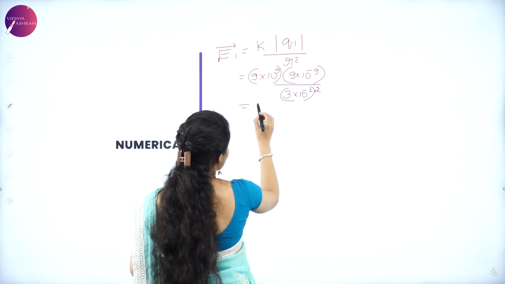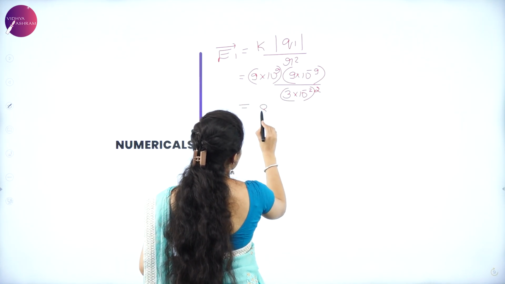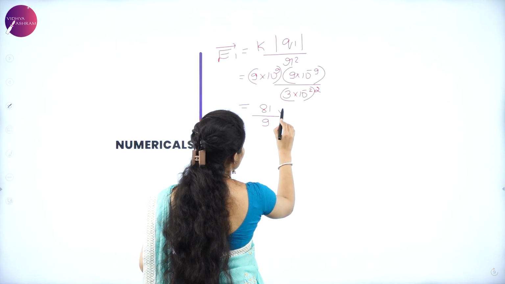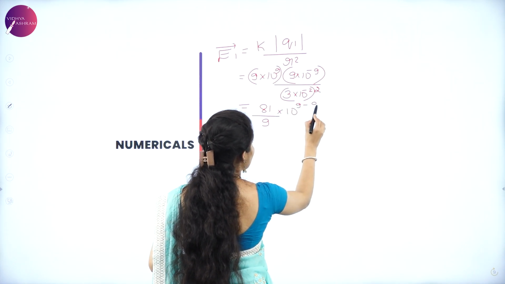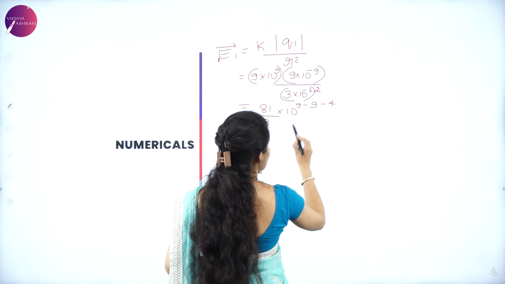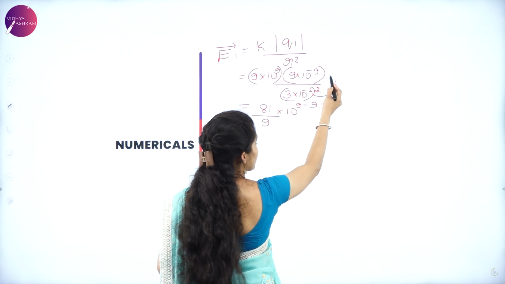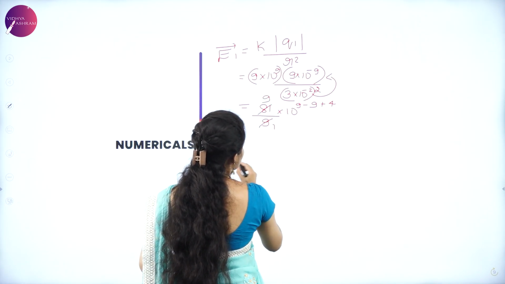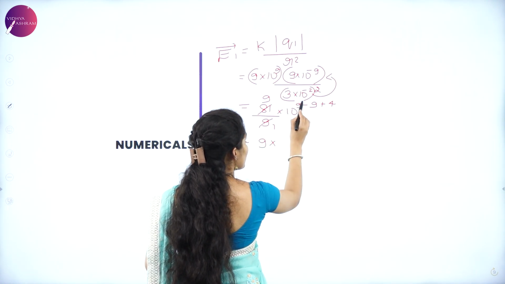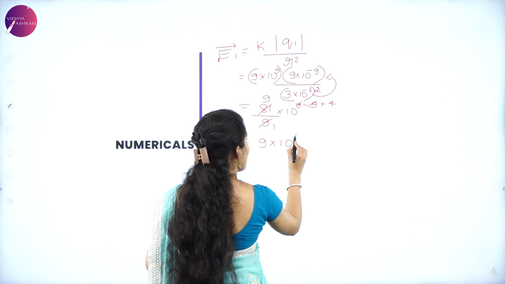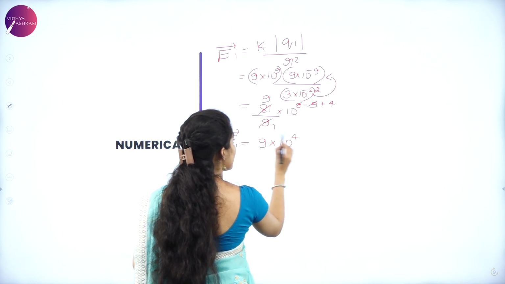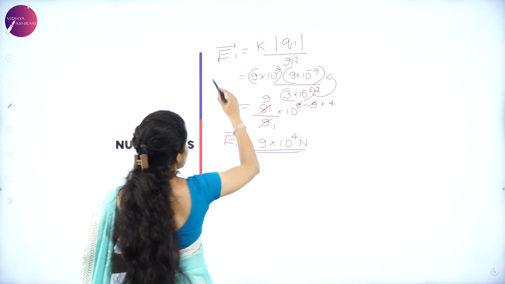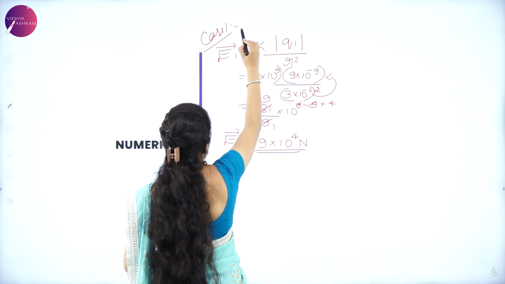So what is the answer? It is 9 into 9, it is 81, divided by 3 twice, it is 9 into 10 to the power of 9 minus 9, and it is minus 4. Here it is minus 4. When it comes to the numerator, it becomes plus 4. So 9 ones are 9, 9 9s are 81. So the 9 cancels with 9, and what remains is 10 to the power of 4. So your E1 is 9 into 10 to the power of 4 Newton per coulomb. So this is all about your first case. Let me consider this as case 1, and case 1 is solved.